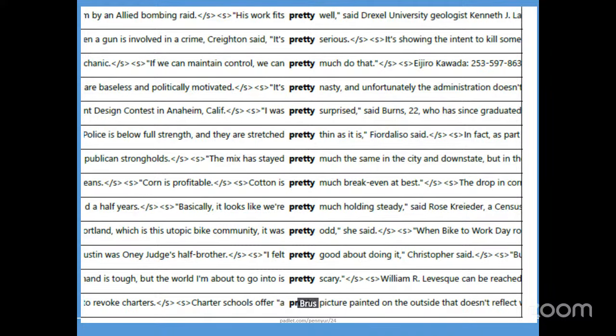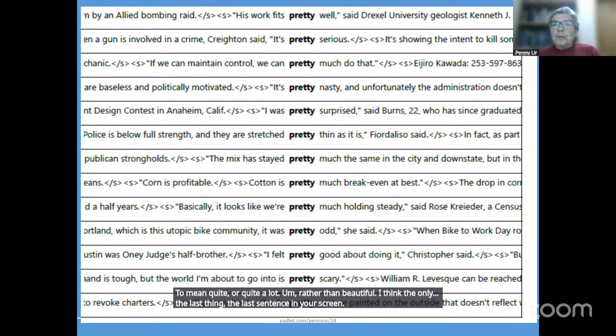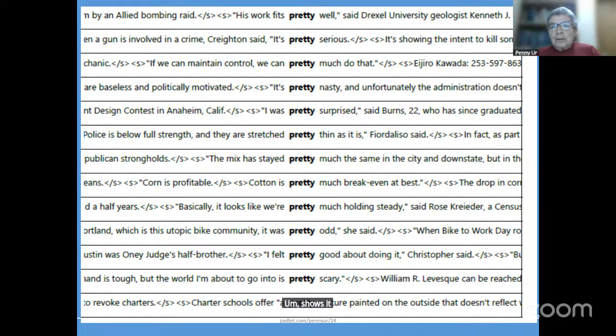Bruce says beautiful. Alum says nice. If you look at the data here, you'll see that in fact pretty is used mainly to mean quite or quite a lot, rather than beautiful. I think the last sentence on your screen shows it meaning nice to look at, which is the sort of original conventional answer. And okay, so it's quite fun to look these up and find out what the answer is.